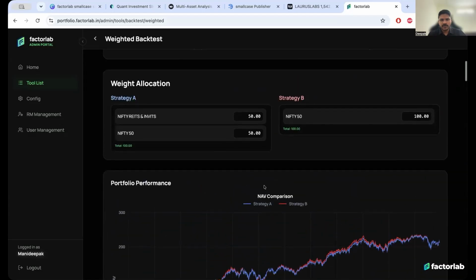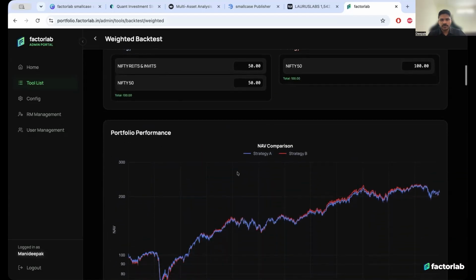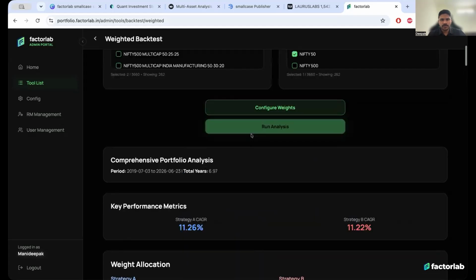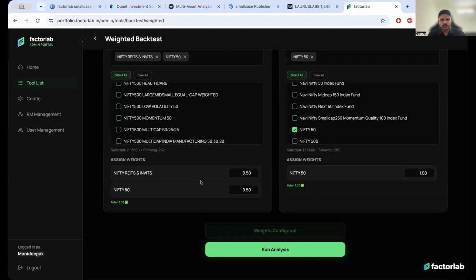Nifty 50, I think, is too dominating here. I can reduce the allocation a little bit and rerun this. Say put 0.75 here. 0.5.